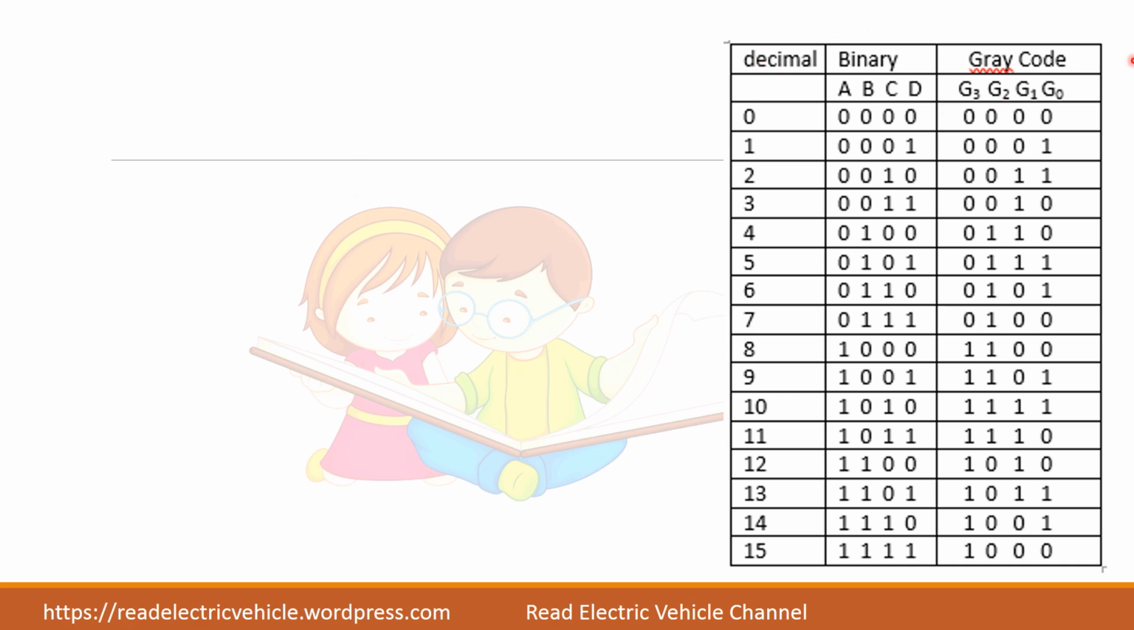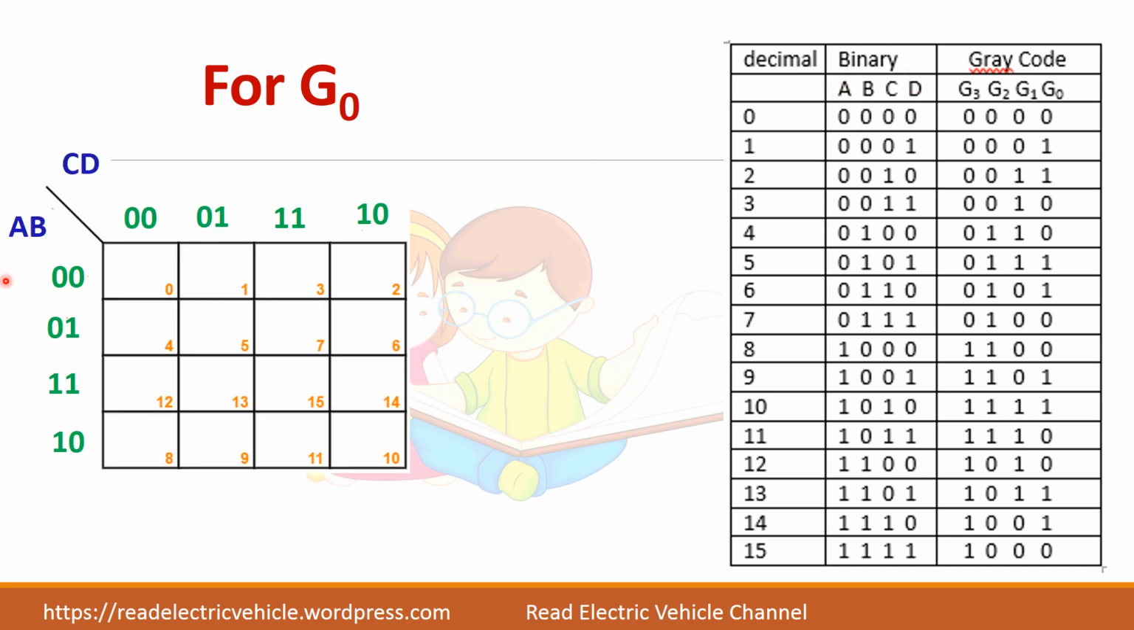So first, write down this table. Your input is binary and output is gray code. So first we have to mark the K-map for the output variables. First I am taking the variable G0. The input has 4 variables, so a 4 variable K-map is required and the input variables are A, B, C, D.